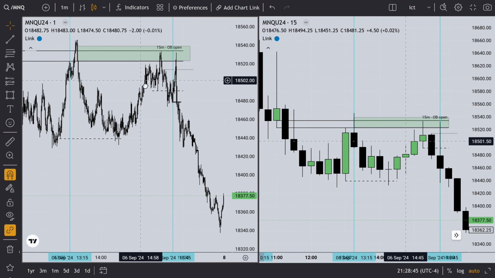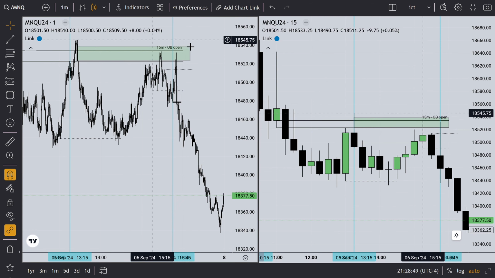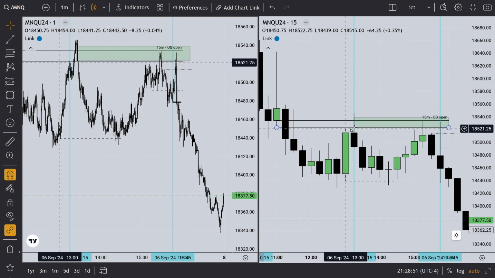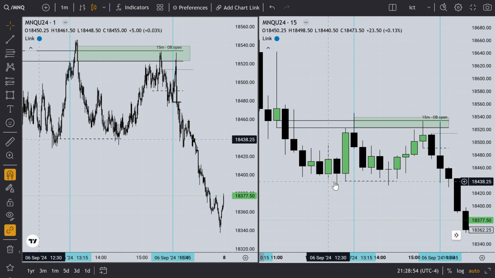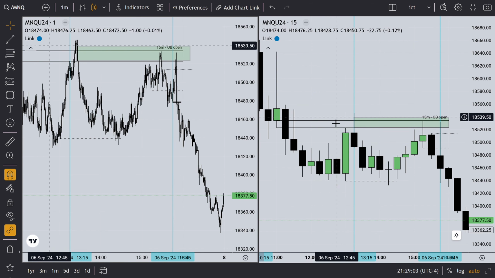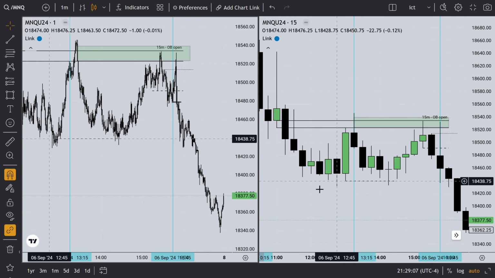And again, it all starts at the higher time frame, 15-minute bearish order block right here. It's over and over and over. So if you're confused and you're like, well, how do you know? Because it's going 15-minute PD array to 15-minute PD array to 15-minute PD array. Yeah, that's what it does.